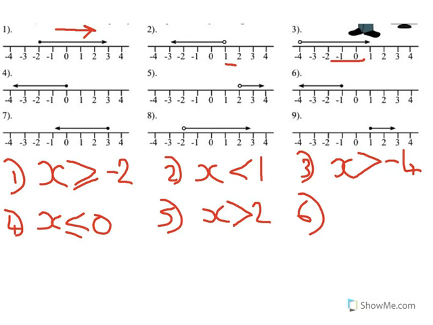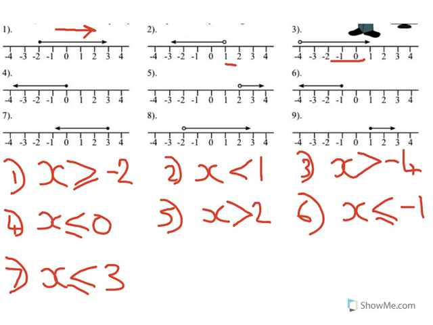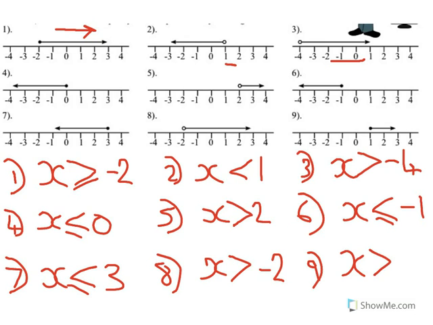Question 6, x is less than or equal to minus 1. In question 7, x has to be less than or equal to 3. Question 8, we've got an empty circle, and we want numbers that are greater than minus 2. So x is greater than minus 2. Last one, number 9, filled in circle.